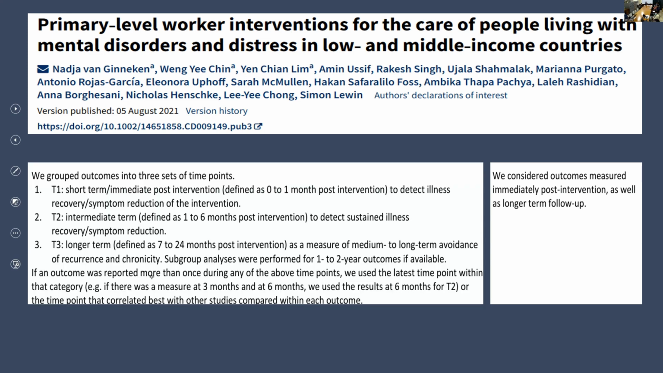So we grouped outcomes into 3 sets of time points. Time 1 is short-term or immediate post-intervention, which is 0 to 1 month post-intervention. T2 is intermediate, which is 1 to 6 months, and longer term is 7 to 24 months. If an outcome was reported more than once during any of the time points, we use the latest time point within that category, or the time point that correlated best with other studies compared with each outcome. So he has clearly told us at what point with regards to the time frame.